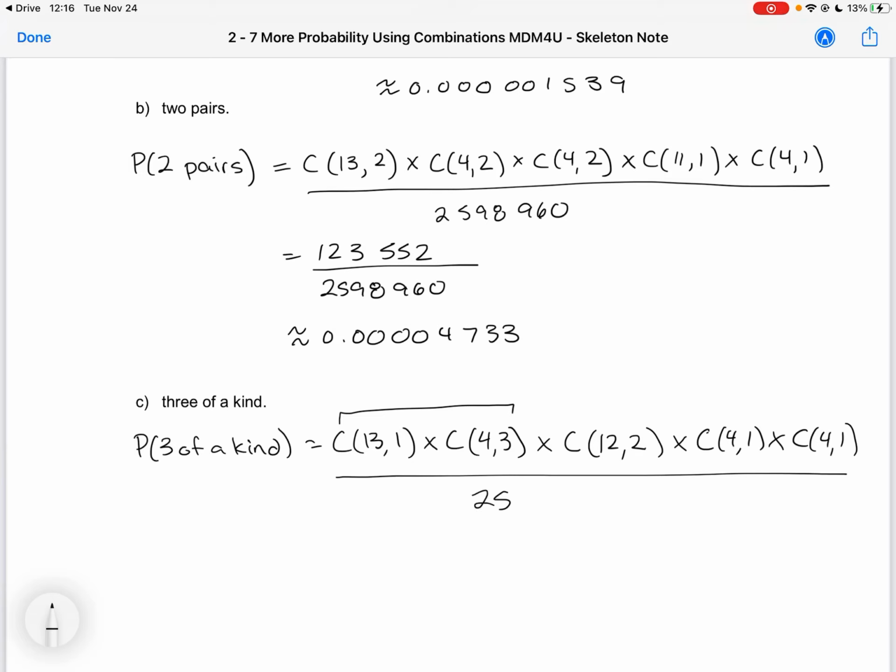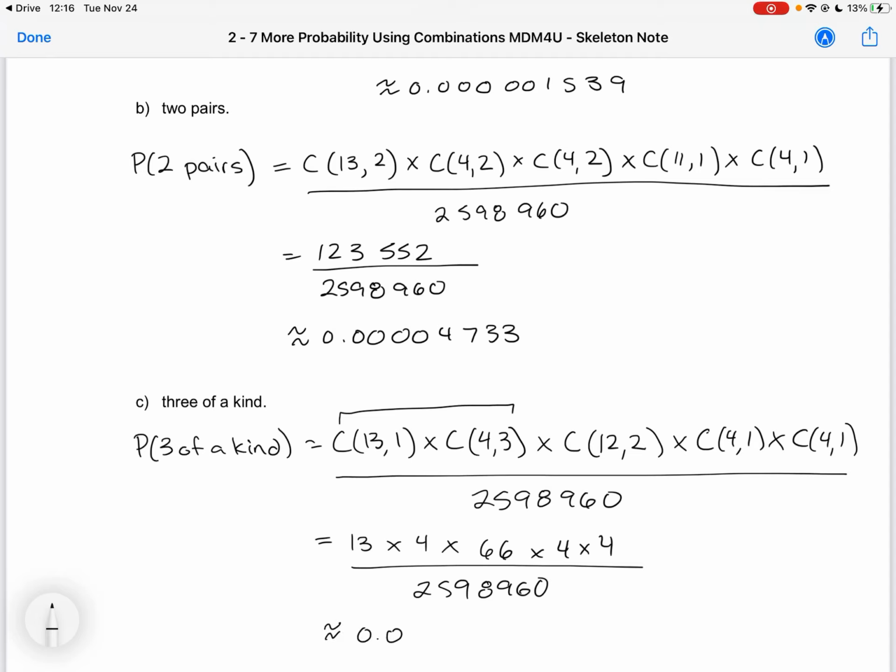And then our denominator, still the same as before. We're looking at 5-card hands. So it's just that same 2 million number that we've been using all the way along. So now on the top, I would expand this using my calculator and divide it, which is going to give me actually a much higher probability than getting 2 pair, which would be about 2% for getting 3 of a kind.